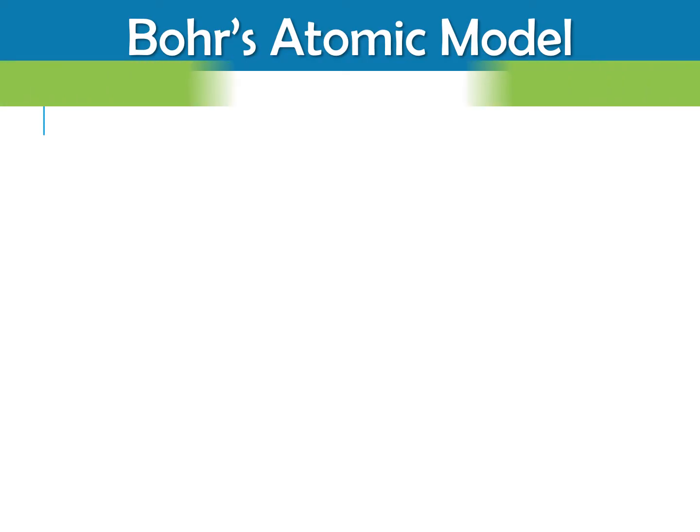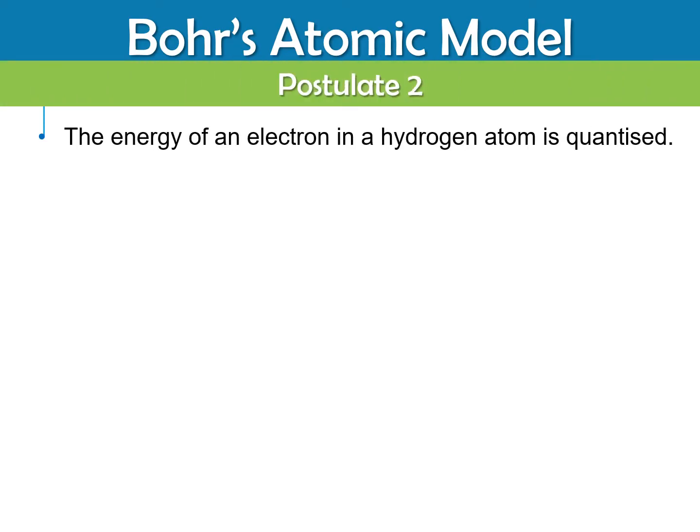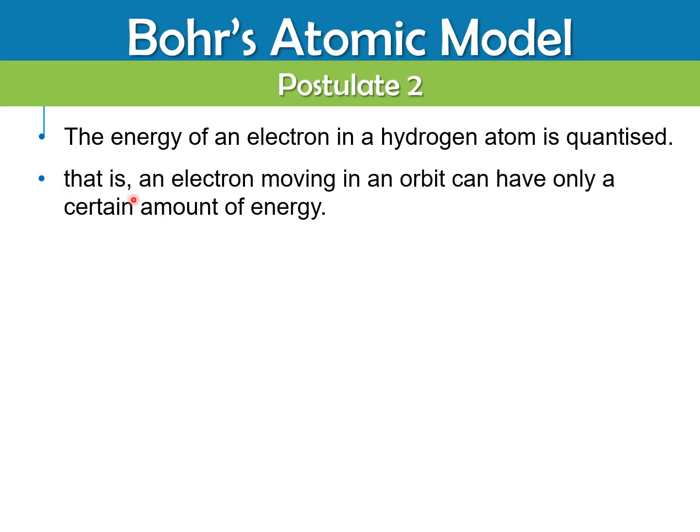Next is postulate 2. The energy of an electron in a hydrogen atom is quantized. Quantized mean fixed amount, jumlah yang tetap. That is, an electron moving in an orbit can have only a certain amount of energy.